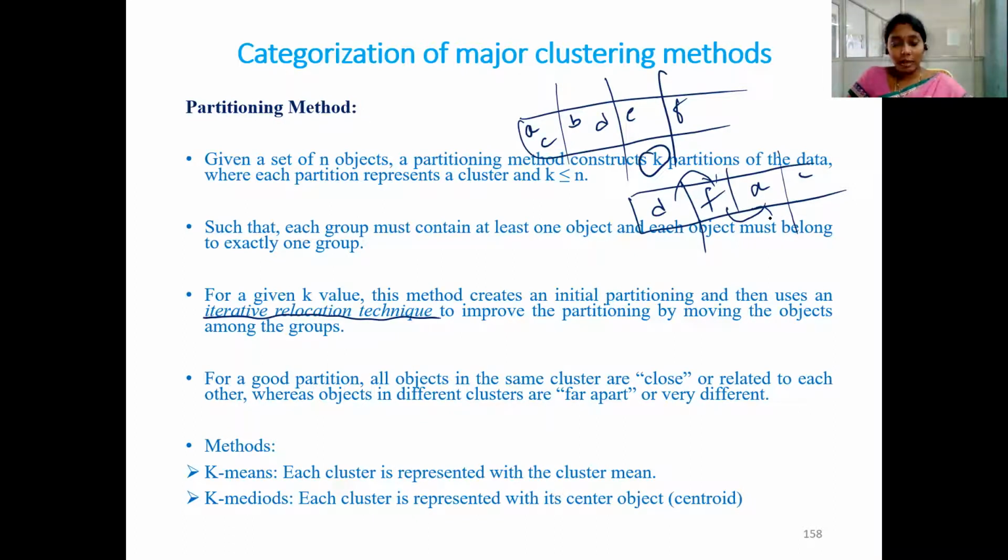So that is the partition method, and here we have two algorithms for partitioning clustering: K-means and K-medoid. In K-means, we use the cluster mean for performing partitions, forming the clusters based on the cluster mean. Whereas in K-medoid, we form the clusters based on the centroid of the cluster.